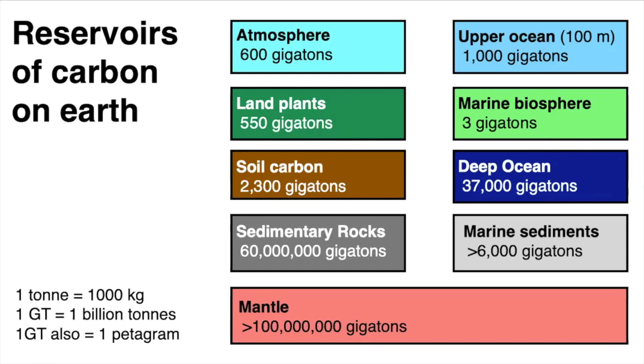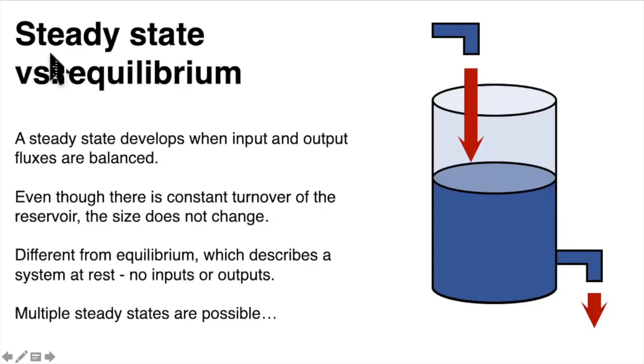So for the most part, the sizes of these reservoirs are known pretty well. And so the big uncertainty in a lot of climate change research is really the exchange of carbon between atmosphere and land plants, between atmosphere and soil carbon, between atmosphere and ocean. The magnitude of these fluxes and how sensitive they are to environmental changes are really what most researchers are trying to find today. Even though material is constantly exchanging between these different reservoirs, their sizes are relatively steady.